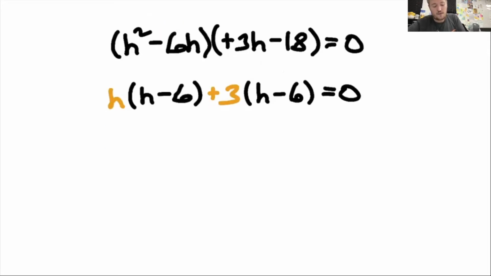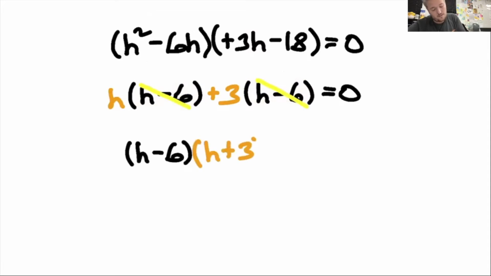So remember, your binomials here in the parentheses must be the same. So since they're the same, I can go ahead and factor out that h minus 6. So h minus 6, factor it out, which means these are gone. And what I have left is h plus 3.